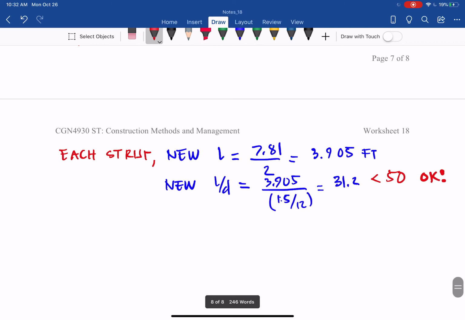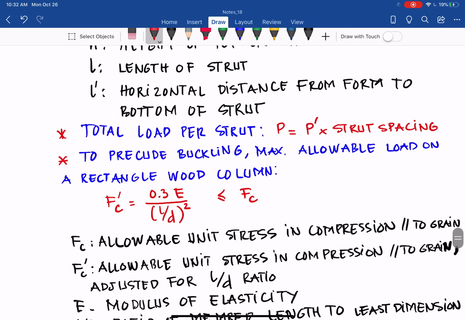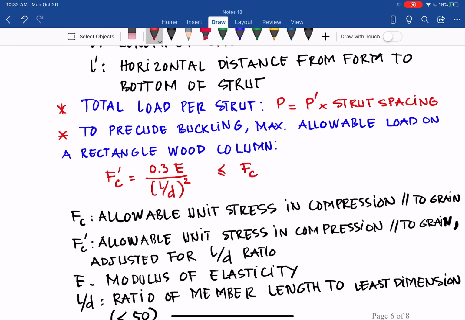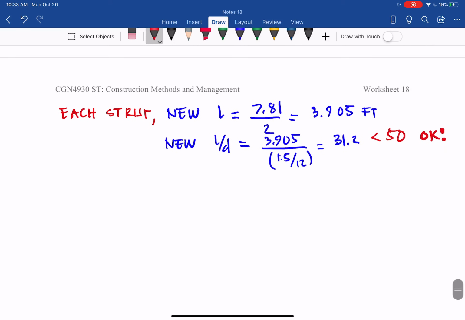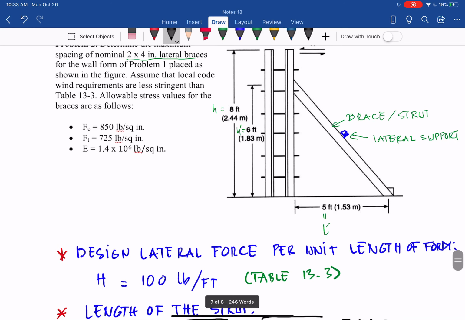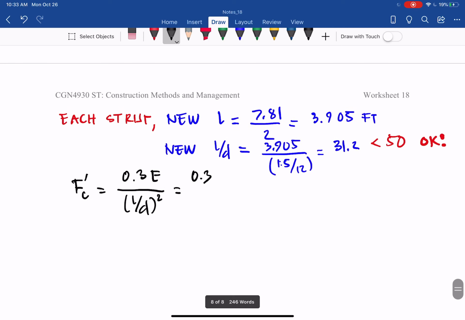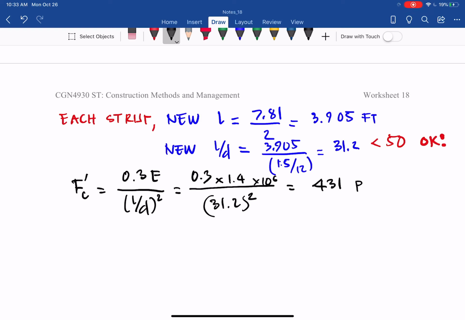So okay, then we can go ahead to find the allowable unit stress in compression parallel to grain adjusted for the L over D ratio, FC apostrophe. So that equation you can plug in here. We have FC apostrophe equal to 0.3 times the modulus of elasticity divided by L over D squared. The problem gives us for the material E 1.4 times 10 to the power 6 pounds per square inch. Plug in 1.4 times 10 to the 6 divided by L over D squared, so 31.2 squared. Then we get 431 pounds per square inch, psi.